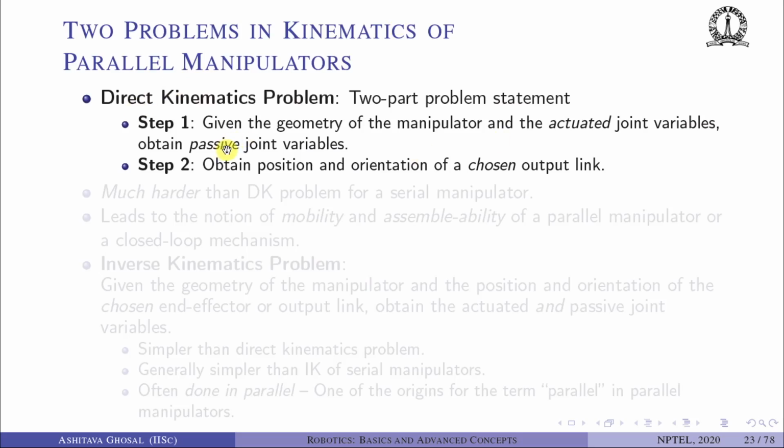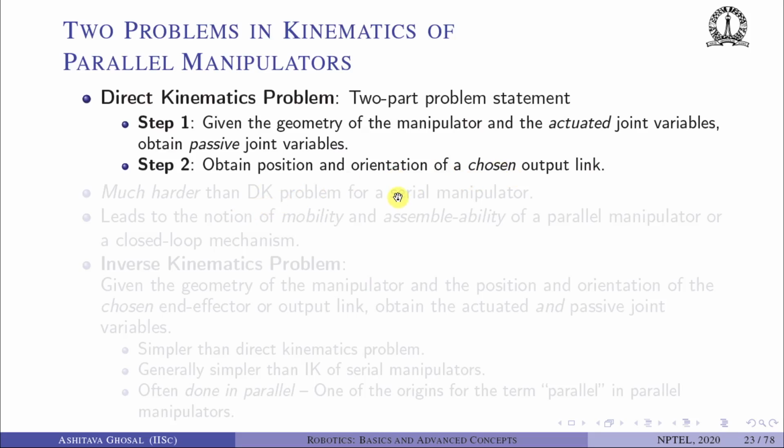The second step is, once you obtain the position and orientation of the chosen link, you need to obtain that. So once you obtain the active and passive joint variables, we can go back and substitute in the general equations of a 4-bar mechanism, without breaking. So every variable is there, and we can find the position and orientation of a chosen output link.